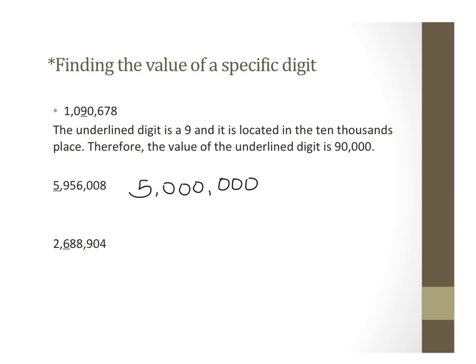Think about the last example. The number is 2,688,904, and the 6 is underlined. Take a second and think. What would be the value of that digit? If you said 600,000, you're absolutely correct. Great job.